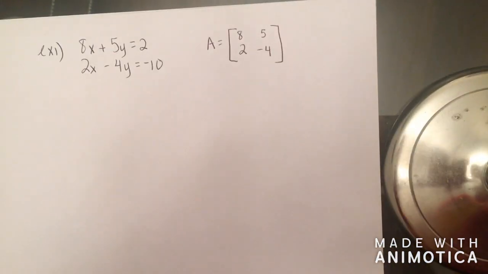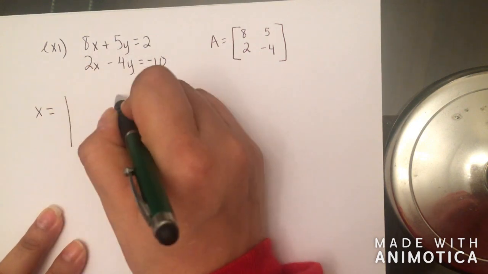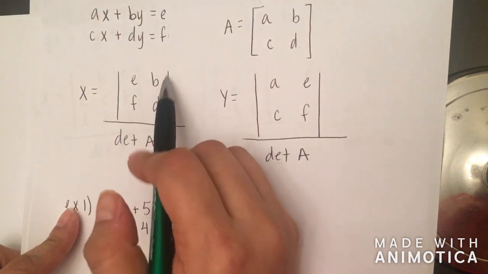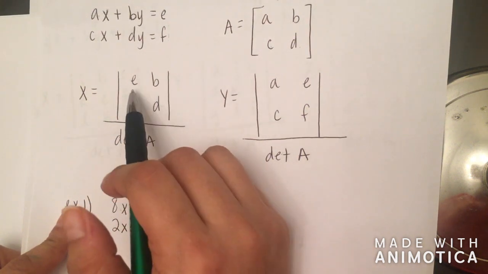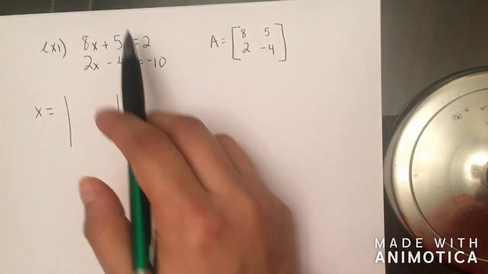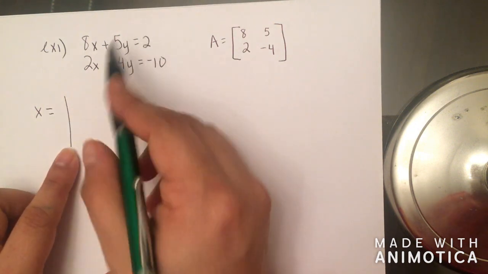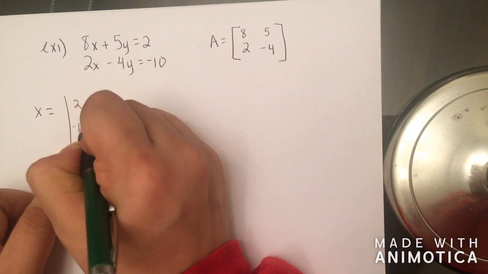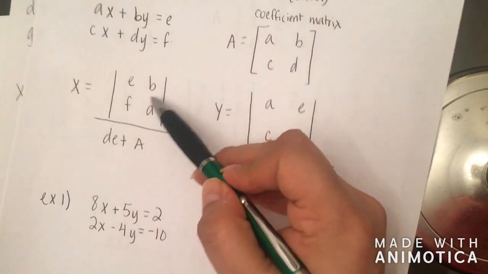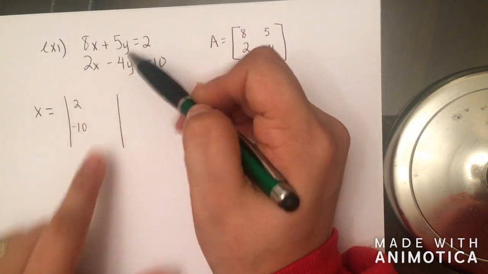Okay, and then to find x, I'm going to find the determinant. Remember that in the last video, we talked about these lines right here, asking you to find the determinant. So this time it's E and F, which are the numbers on the right-hand side of the equal sign. Those are the numbers by themselves, our constants. So I have a 2 and a negative 10. And then I have B and D, which are the coefficients of the y's. So that would be 5 and negative 4.